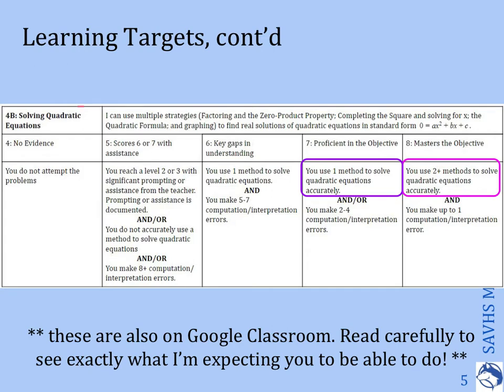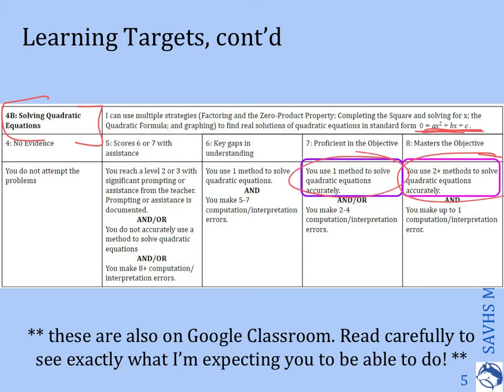Super similar situation on learning target 4B. 4B is solving quadratic equations, and I'm going to be giving you equations that look like this, and you have to be able to solve them. You have to find the values for x. Again, mastery means that I'm looking for you to show me that you have two methods in your playbook, in your wheelhouse, that you can use to solve those equations.